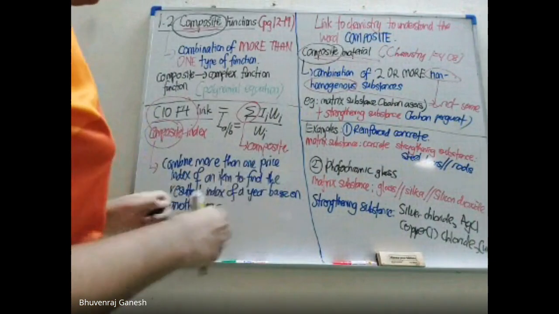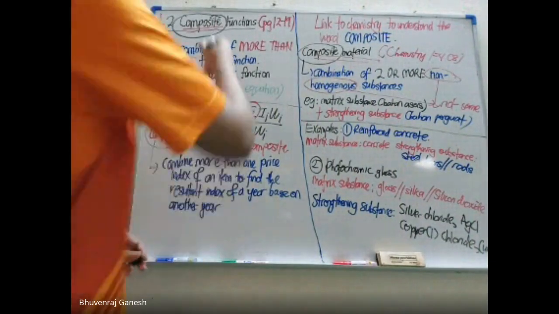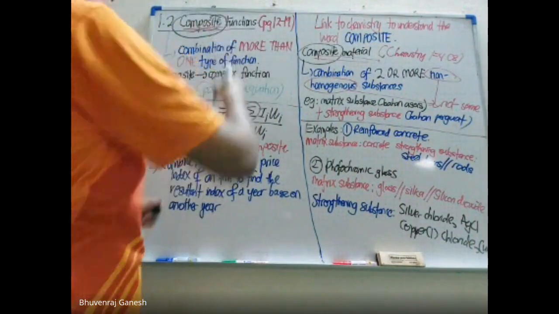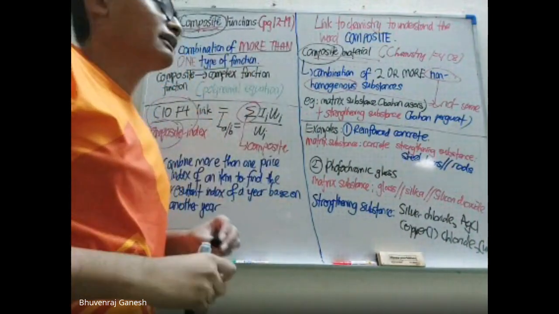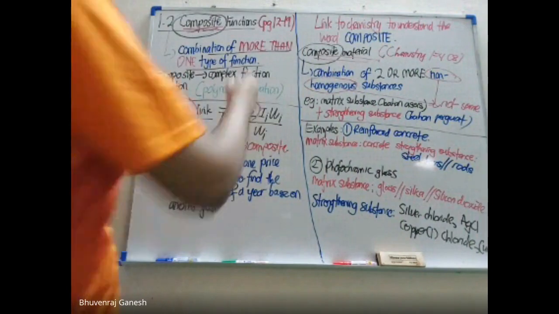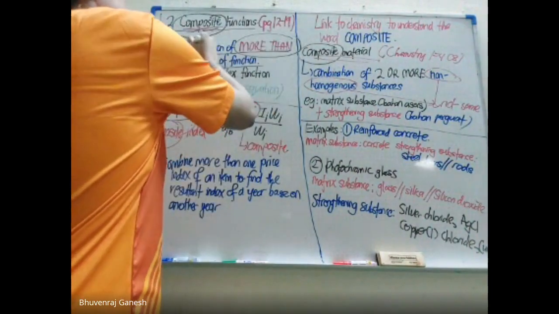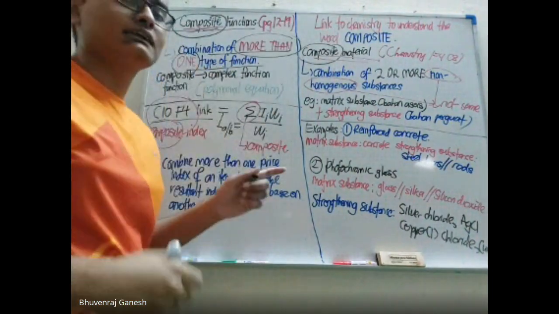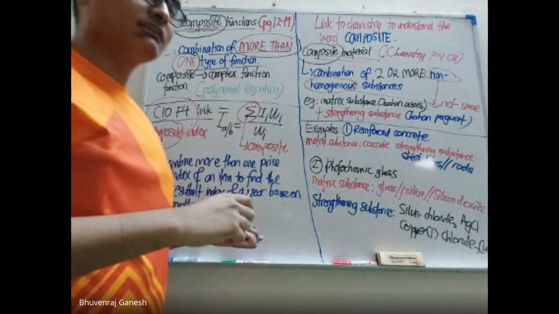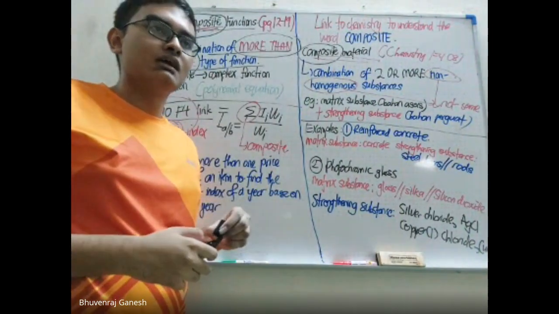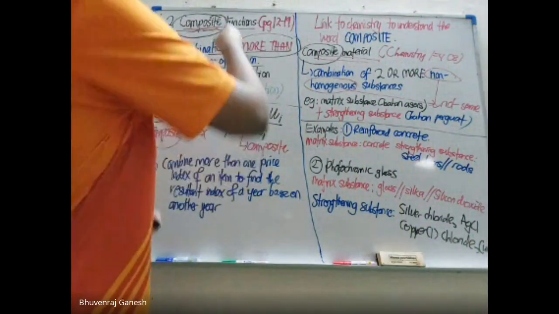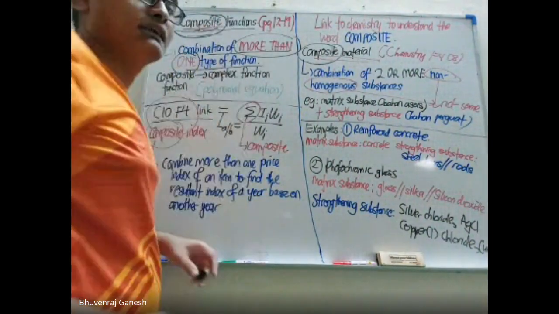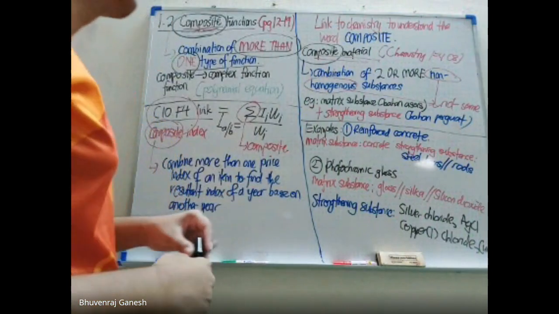So let's see. First of all, composite functions are a combination of more than one type of function. This is the key thing, more than one type. If you have only one function, based on the previous video we have learned, let's say I give you f(x) = 2x - 4, that is not called a composite function because that's only one type of function, one alphabet.